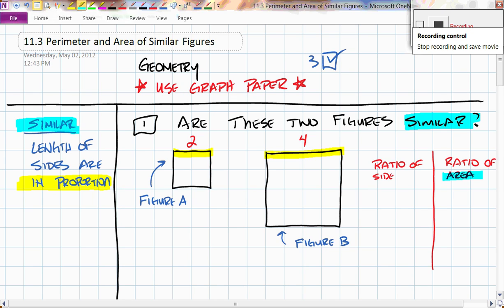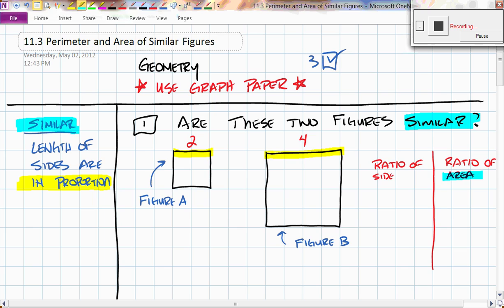Okay, so do we agree, or let me ask you guys, think. So are the two figures similar? Yes or no? Why or why not? Sayla says yes. Can anybody else back her up? Yeah, okay. Can anyone explain why? Why are the two figures similar?